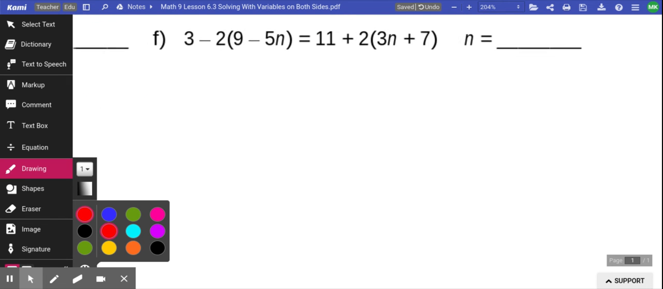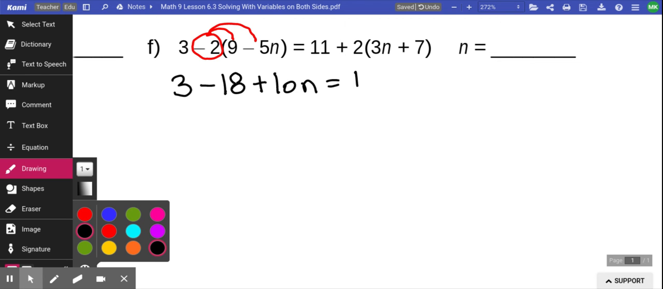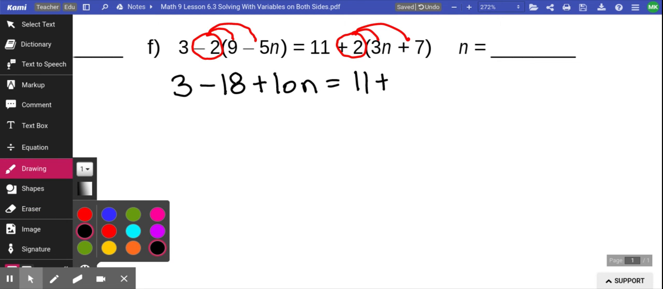Looking at F, the first thing I notice is that there's brackets. Brackets make things harder, so I need to get rid of those brackets by multiplying into the brackets. This time I'm multiplying -2 into those brackets, leaving me with 3 minus 18 plus 10n. On the right-hand side, I can multiply that plus 2 in, so that'll become plus 6n plus 14.